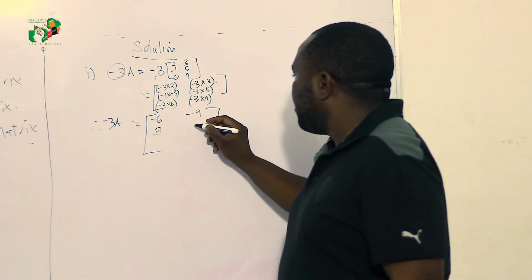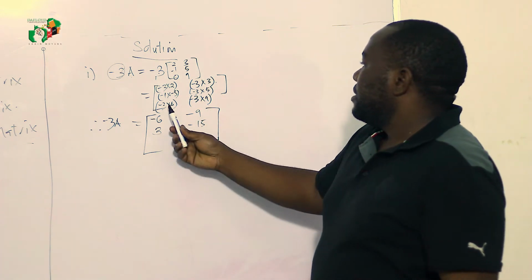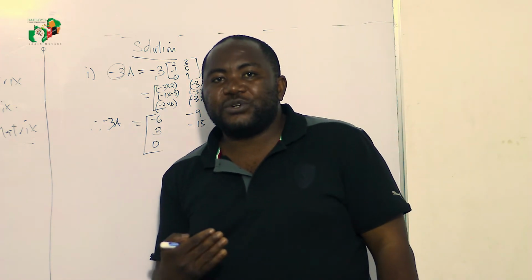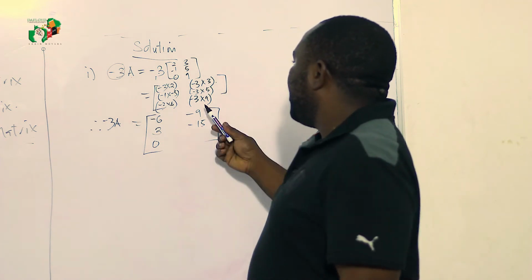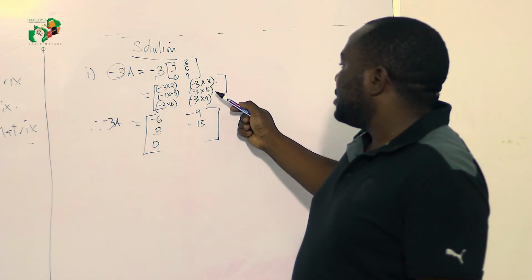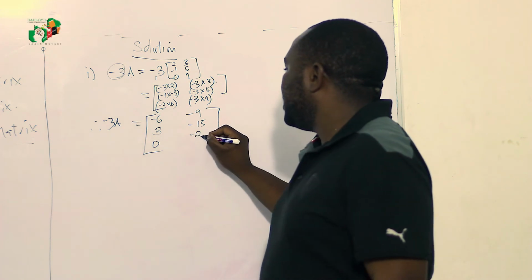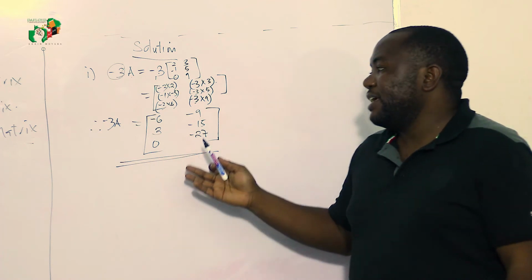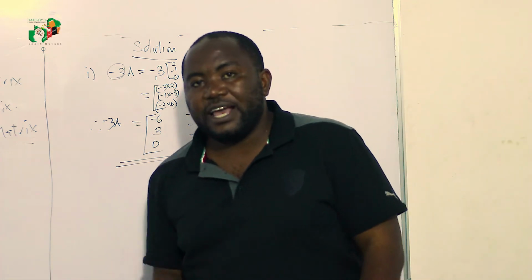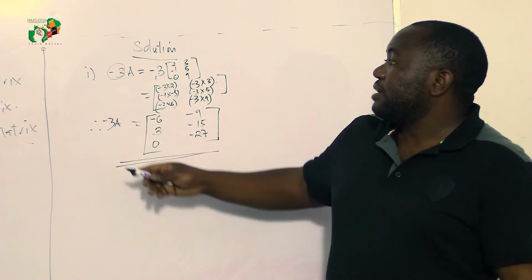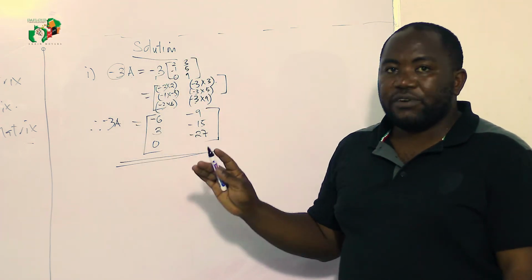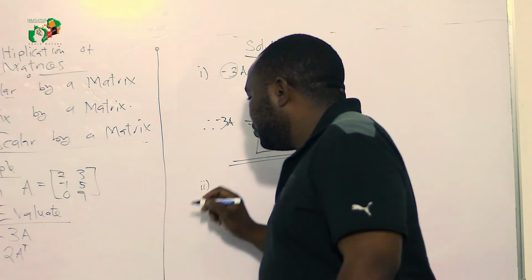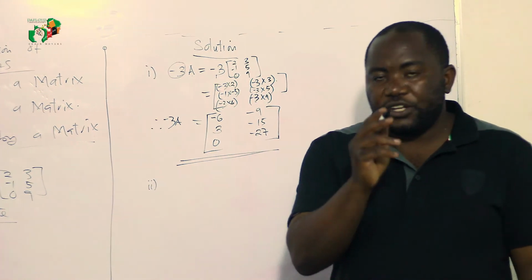Negative 3 times 5 is negative 15. Negative 3 times 0 is 0. Any number multiplied by 0, the answer is 0. Then we have negative 3 times 9, the answer will be negative 27. This is simply the answer for question 1. Therefore, multiplication of a scalar by a matrix multiplies every element of the given matrix. We go to number 2. Number 2, it's your homework. You are going to do it.